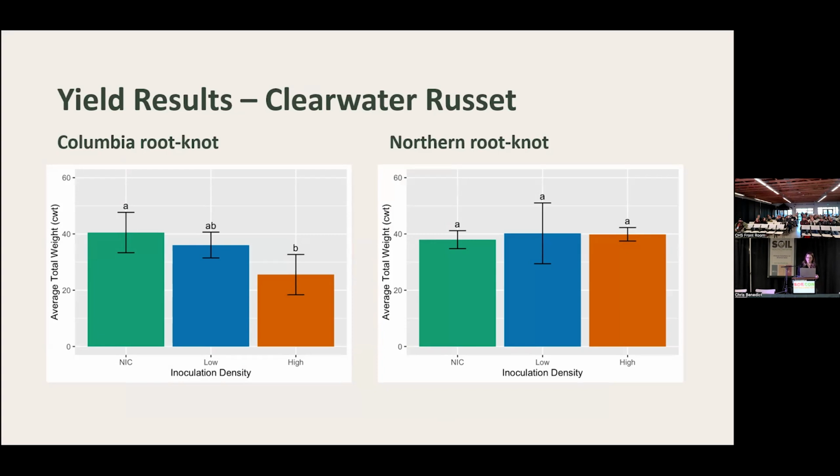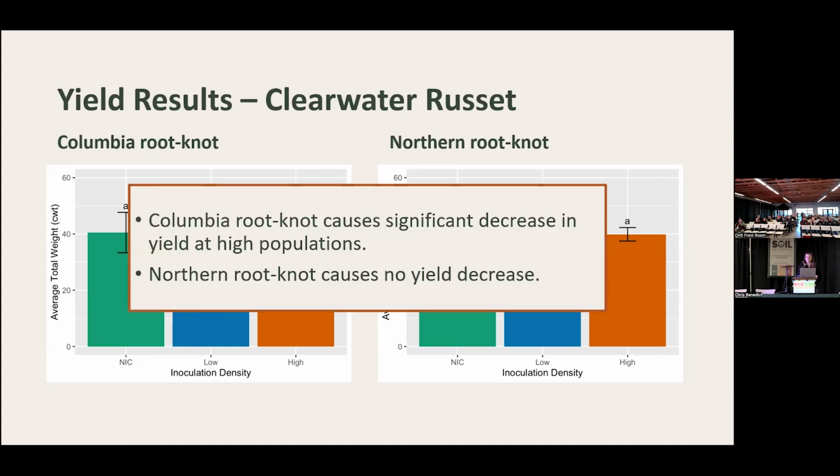We saw that the Columbia root knot nematode had significant negative impacts on the total yield at the high population density, which is slightly above the average you would see in a soil sample. And it reduced yield by about 1,500 pounds, which is quite a bit. And then looking at the northern root knot nematode, it didn't have any impacts on the Clearwater Russet variety.